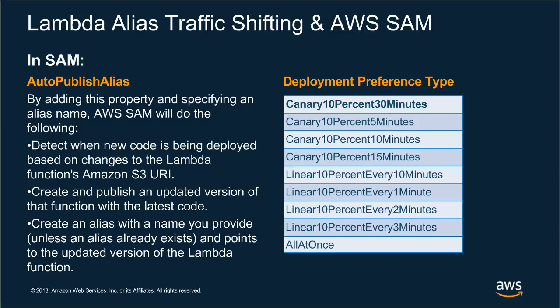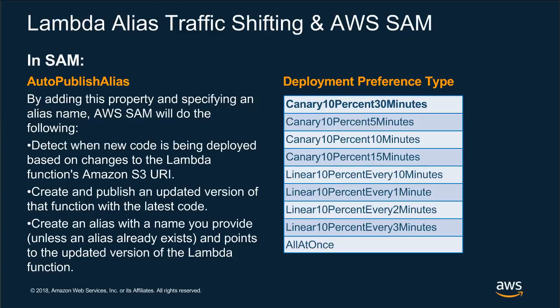And then we see here an example of linear. So we'll take linear 10% every 10 minutes. What that's going to do, much like it sounds, is every 10 minutes increase the amount of requests that are going to my Lambda function by 10%. And you can kind of do the math here that after 100 minutes, it will be completely deployed.